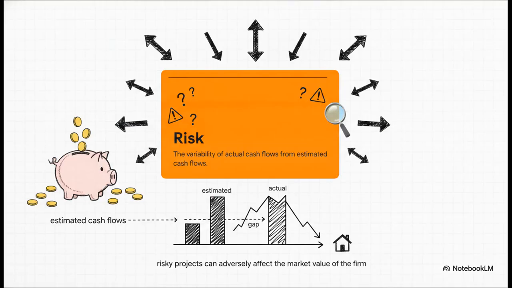In the context of capital budgeting, risk is simply the variability of your actual cash flows from your estimated cash flows. It's the gap between what you thought you'd make when you eagerly launch the project and what actually ends up hitting the bank account. The wider that potential gap, the riskier the project. And since taking on too many risky projects can seriously drag down the market value of a firm, companies strongly prefer to keep that variability to an absolute minimum.